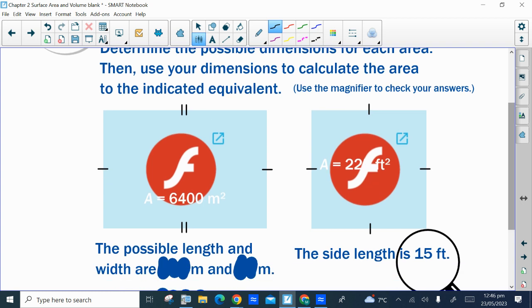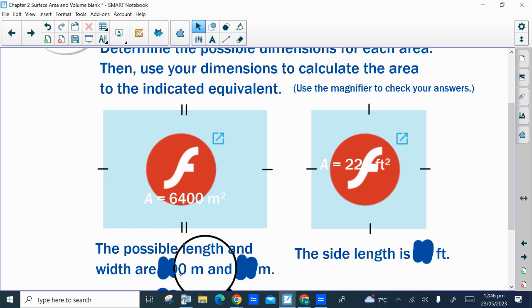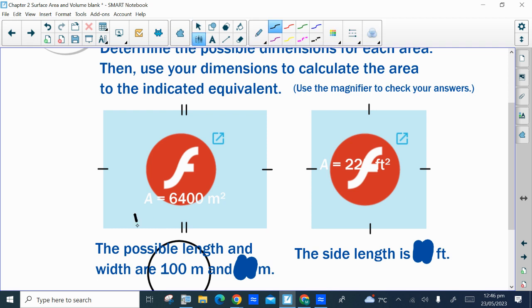So you just want to find two numbers that multiply together to get 6,400, and they should be fairly close together. So just looking at that, I think 64 and 100 would work. They're not too far apart, and they multiply together to get 6,400, which is in fact the answer that they have there. If they do the length of 100 meters and a width of 64 meters, they multiply together to get 6,400 square meters. And those two numbers are fairly close together.